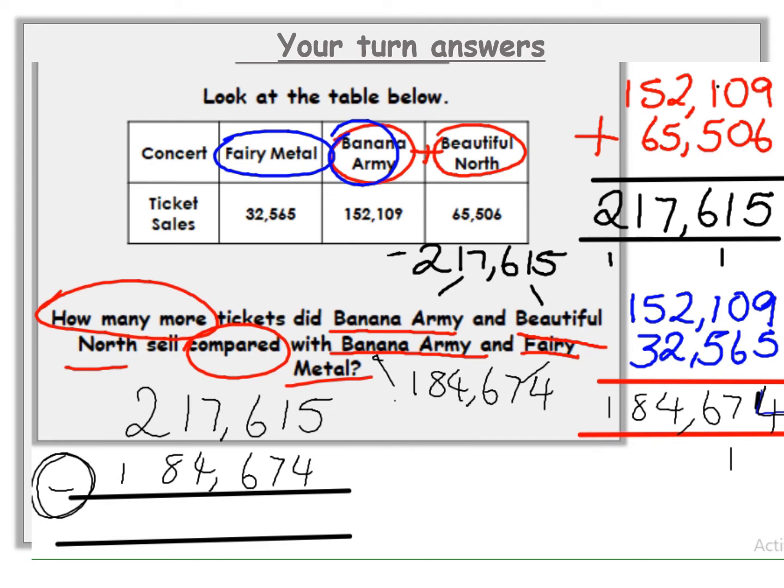So 5 subtract 4, 1. 1 subtract 7, we can't do that because 1 is smaller than 7. So we have to borrow from next door. So that becomes a 5. So now 11, take away 7. So that is 4.